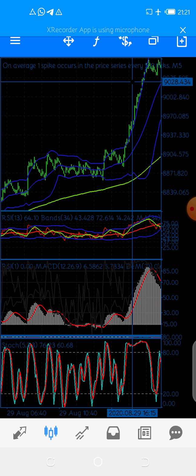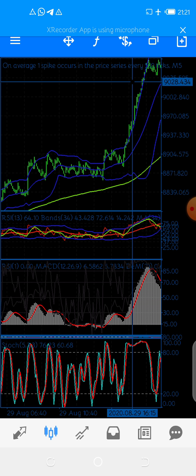Our MACD here was facing up, which was our first requirement. It was above the moving average 200, which was the second requirement, and even our TDI was around the 50 area, which is ranging. It's neither buyers nor sellers, but immediately we reached our 20, which is oversold for the Stochastic. So wait for your signal down here.